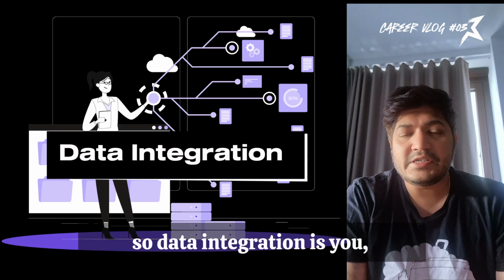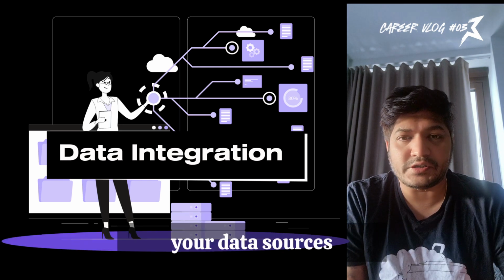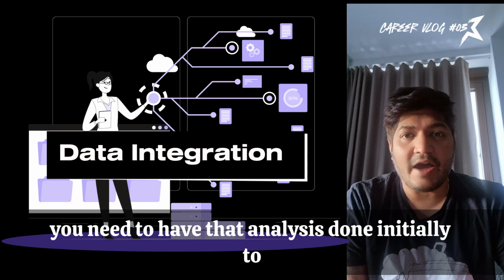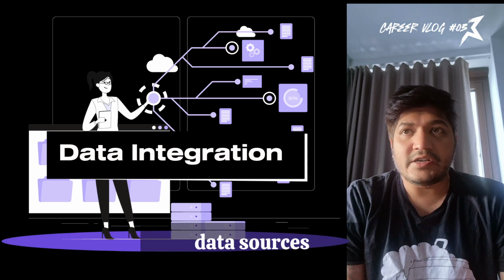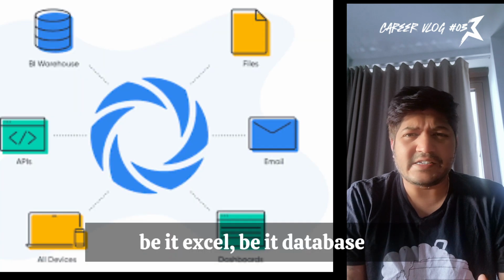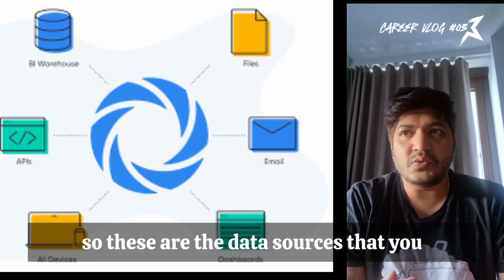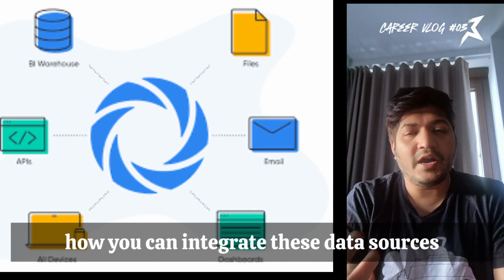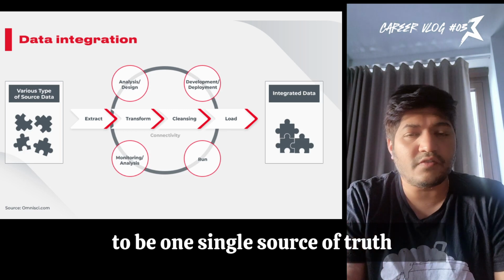Data integration is, you as a business intelligence developer need to understand your data sources. So what kind of data exists in the system? You need to have that analysis done initially to understand what data sources you can tap into, be it Excel, be it database. It can also be APIs. These days, everybody works on APIs. So these are the data sources that you can tap into, and you really need to understand how you can integrate these data sources to be one single source of truth.